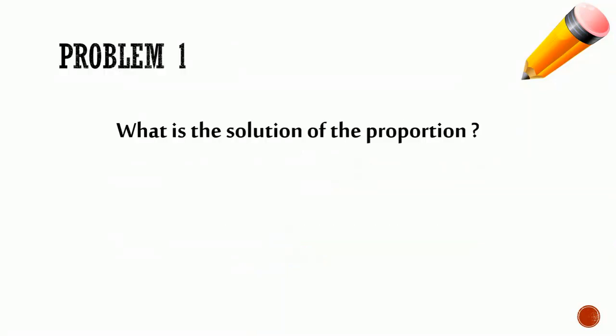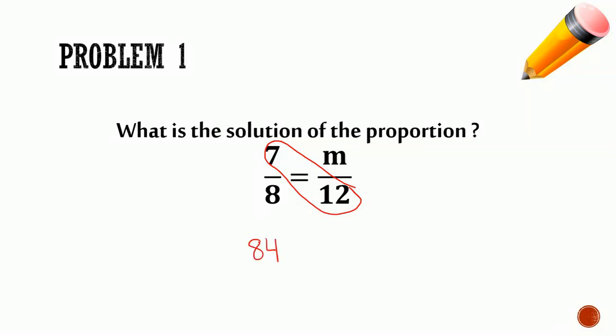So here's the first problem. I need to find the solution to 7 over 8 equals m over 12. What I need to do is the cross product. So I need to go 7 times 12, which is 84. And then I need to go 8 times m, and 8 times m is 8m, right? Now, we need to solve for m.